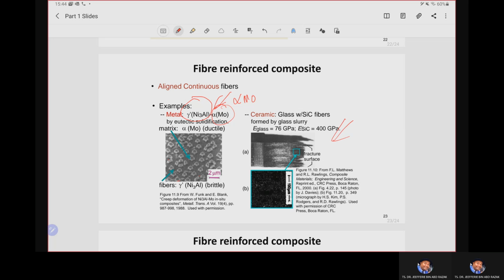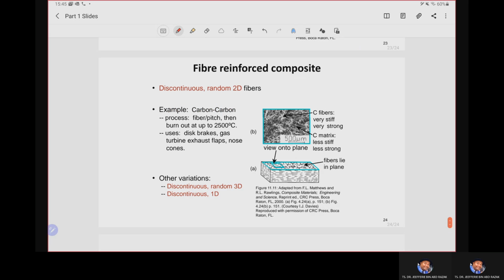At the right side here is another example, giving you the fracture surface of a ceramic matrix composite consisting of glass as the continuous matrix reinforced with silicon carbide fibers. So glass becomes the matrix, the continuous phase, and silicon carbide becomes the dispersed phase as the fibers. This CMC was fabricated by the glass slurry method, where we melt the glass and then pour it into the silicon carbide fibers. In the fracture surface morphology image, we can see the silicon carbide fibers are well interacted with the glass matrix. So I think this is the last slide for part one.